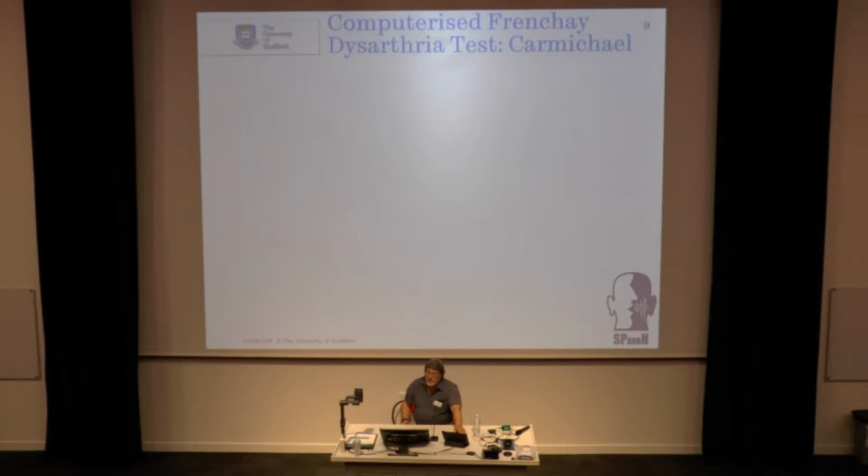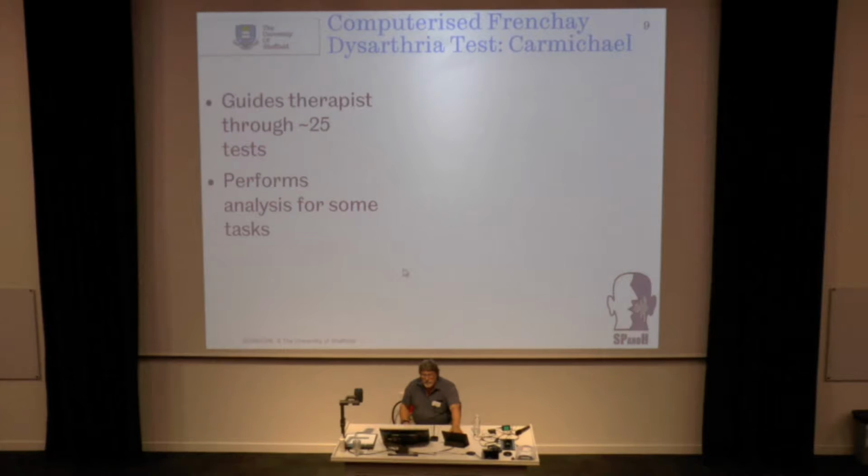So he wrote software which would guide the therapist through the 25 or so tests, which tests or parts of the French A test, using kind of the same words as in the paper version. Some of the tasks involve speech analysis, and this guy, James Carmichael, wrote software to try to perform those tasks automatically. The result of the French A test is a bar chart.